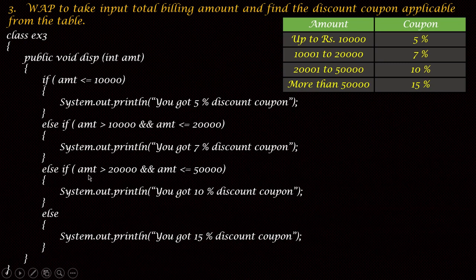The third criteria: if my amount is greater than 20,000 and at the same time less than or equal to 50,000, then I am eligible for a 10% discount. Otherwise, I am eligible for a 15% discount. Here I have not mentioned the else if because all other values that will be coming will be over 50,000. That's why I am using the else part. But you could also utilize else if my amount is greater than 50,000, then 15% discount. You could have also utilized this part.